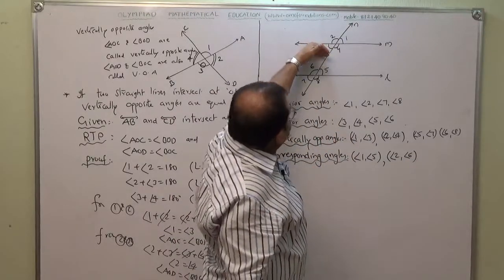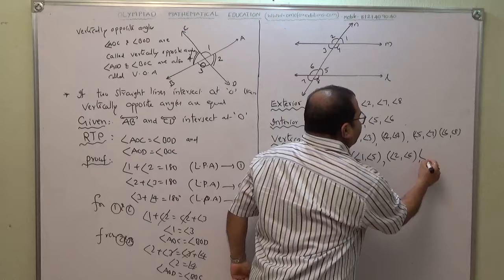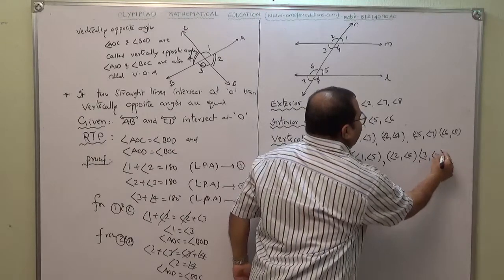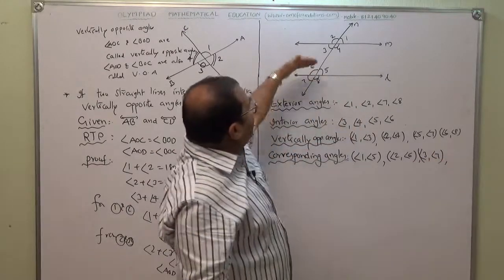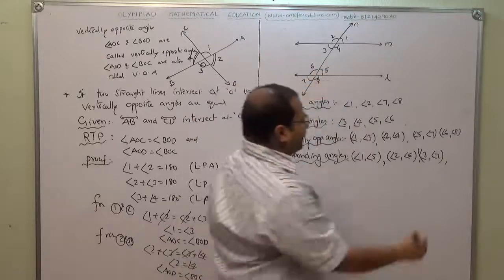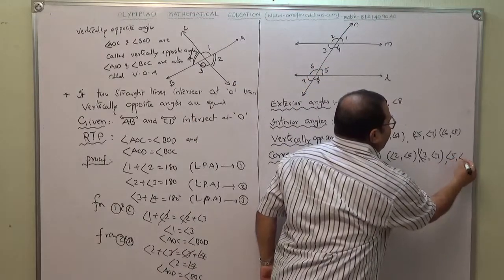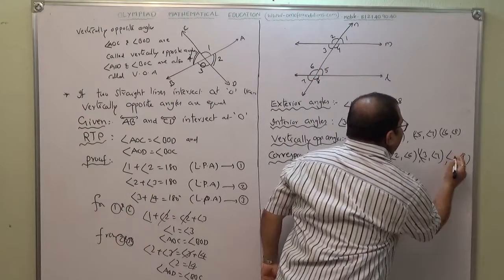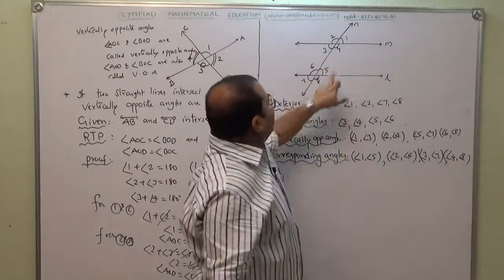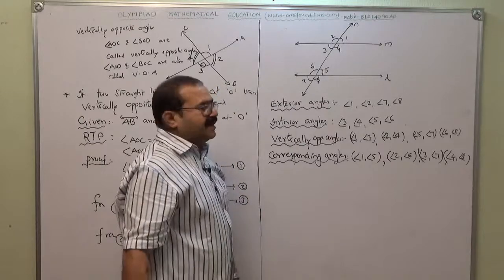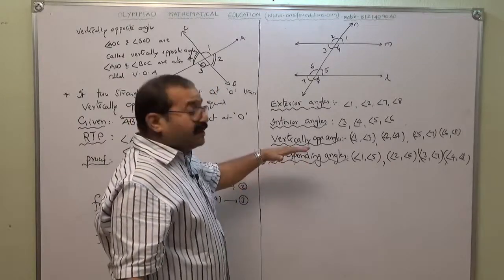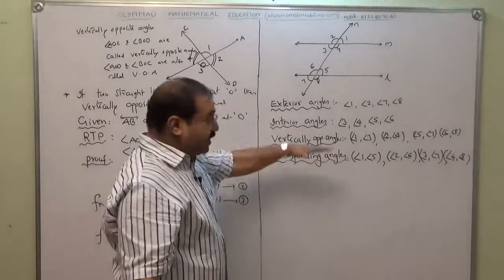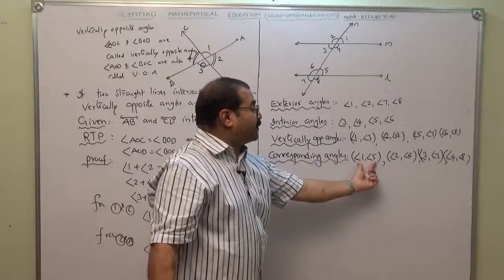Now angle 3 and angle 7 are corresponding angles, and angle 4 and angle 8 are corresponding angles. This is the definition. Actually you need to learn it, corresponding angles. These are the pairs of corresponding angles.